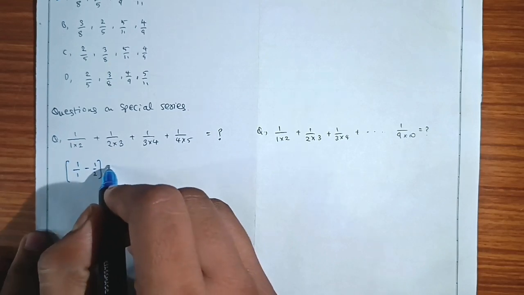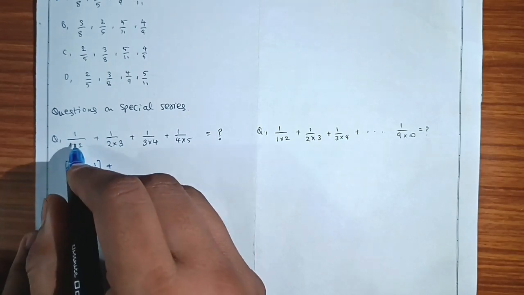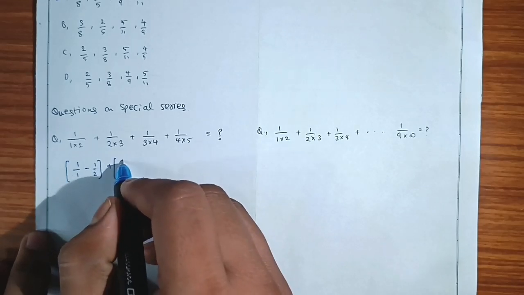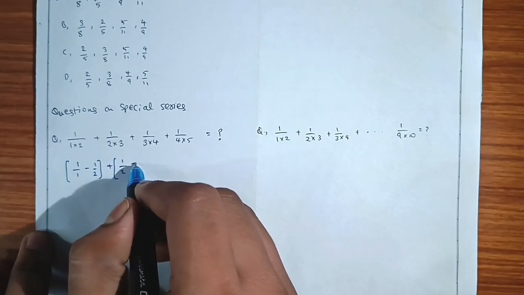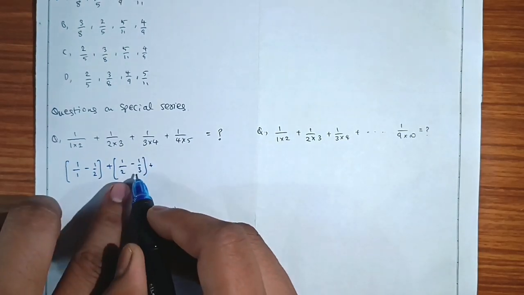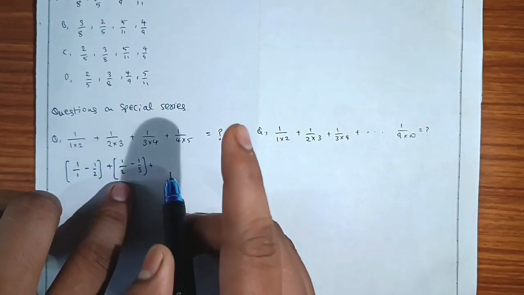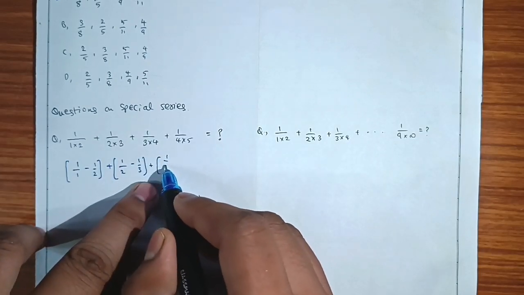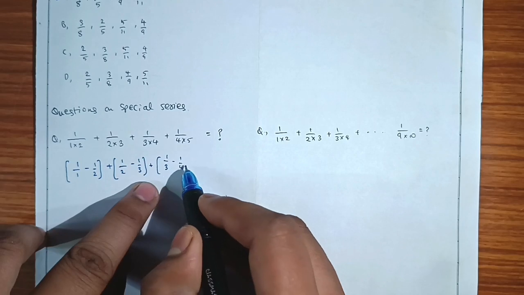Plus, you can do this one also. When you simplify this you will get this. You can write this like 1 by 2 minus 1 by 3, so the denominator will be 6 and the numerator will be 1. So I think you are getting the idea. Again you can write this like 1 by 3 minus 1 by 4.